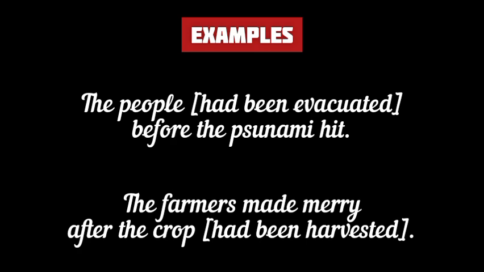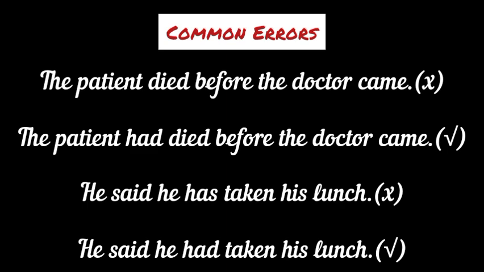And last but not the least, here are some common errors made in the use of the past perfect tense. Now take a look at the first sentence on your screen. The patient died before the doctor came. Here there are two past actions mentioned in the sentence, died and came, but both of them are in simple past tense. But obviously the patient's dying is the earlier activity here, so it should be in past perfect tense, so the sentence is wrong, and the correct sentence would be the patient had died before the doctor came.